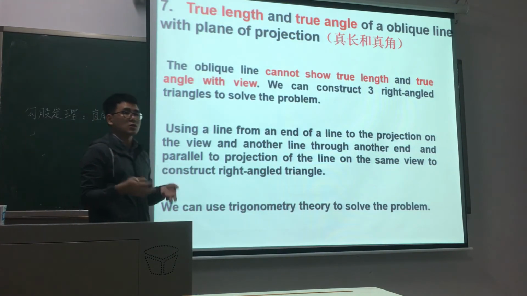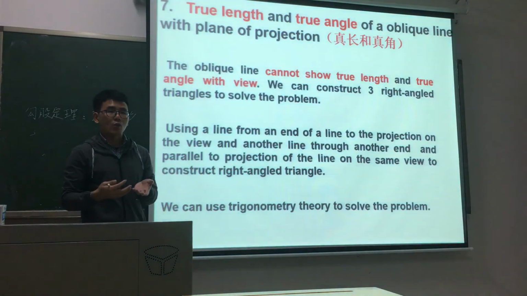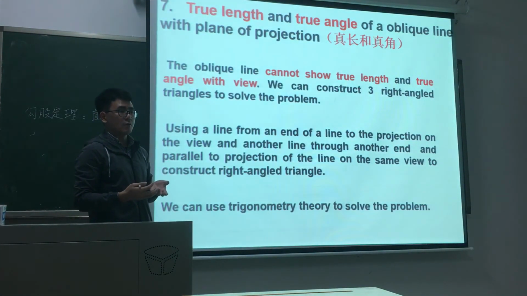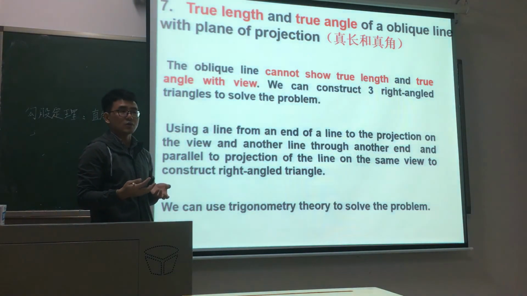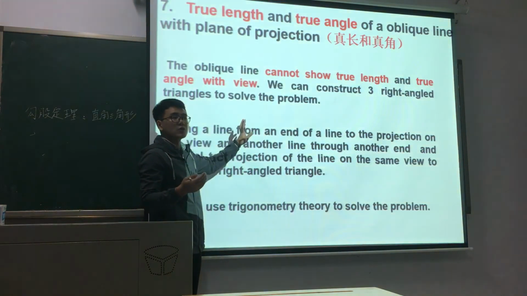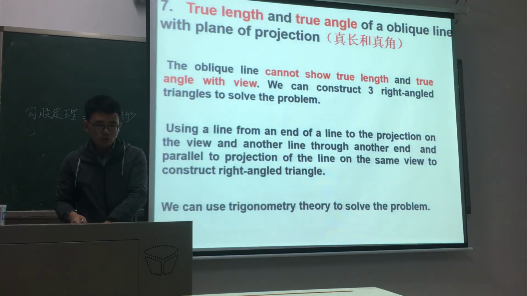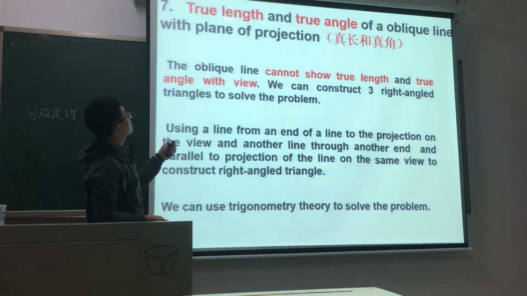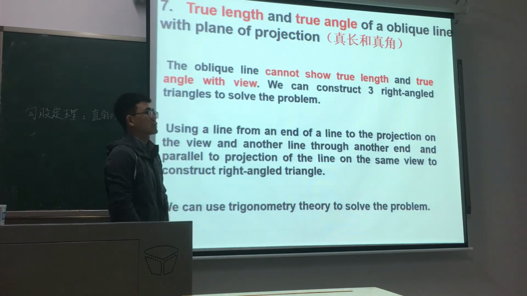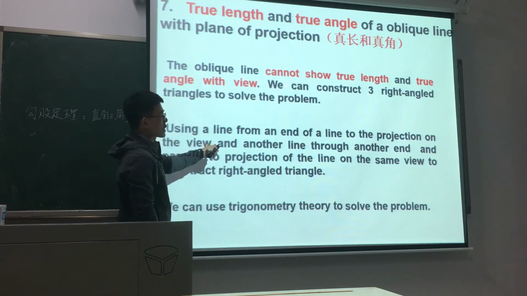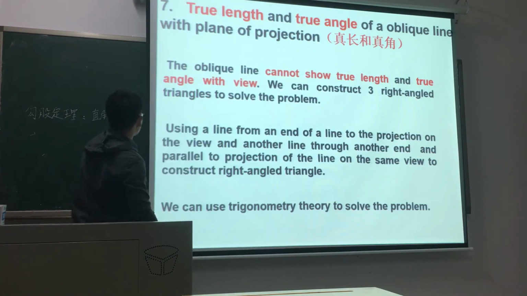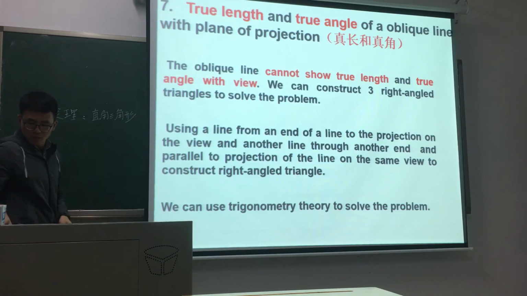But for the inclined line, how can we get the true length and the true angle? Do you have any idea how to get the true length and the true angle only from the view projection? This is the true length and the true angle of the oblique line with the plane of the projection. With the plane of the projection, we can get the true length and the true angle.